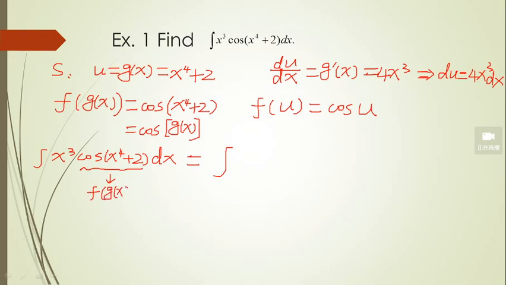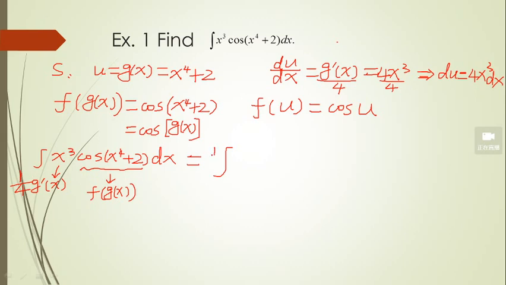Now somehow I need to find my g prime, right? But here the g prime is 4x cubed, and we only have x cubed. So what is the relation between x cubed and g prime? We can divide by 4 on both sides, so x cubed actually equals 1 over 4 times g prime.